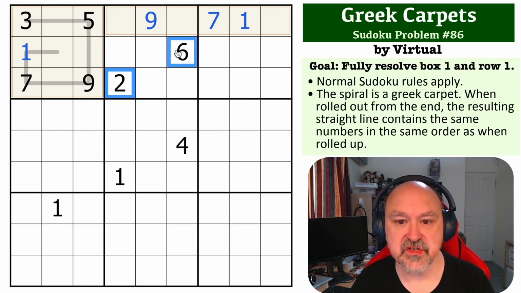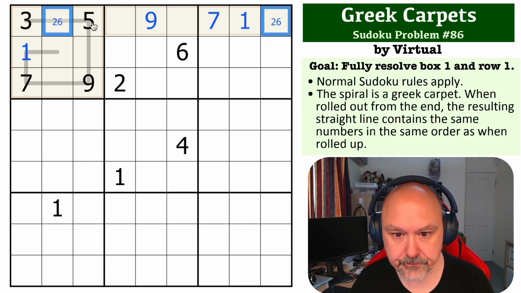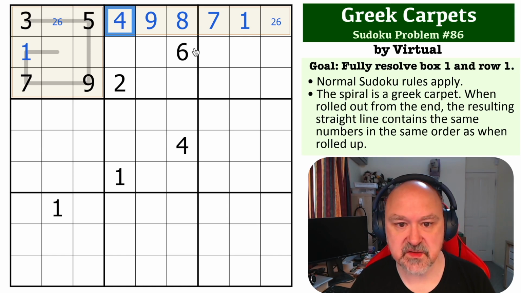Now I can look at the two and six because I can't put two and six in those cells. So this becomes a 2-6 pair. And the digits that I haven't placed, I've got 1, 2, 3, I haven't placed 4, 5, 6, 7, I haven't placed 8. So this becomes 4 and 8. So this becomes the 8. This becomes the 4. Now I've got 3, 2, 6.